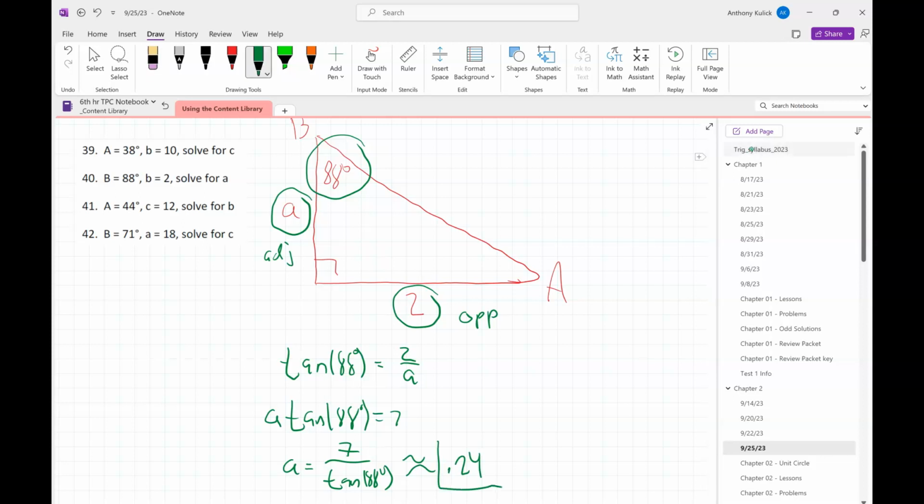Oops. Now that seems like a weird number. Is that reasonable? Angle A is 2 degrees. Side B, which should be much bigger than side A, is 2. Yeah, I think that's probably reasonable, right? The smallest side is across from the smallest angle, and the smallest angle is way smaller than the middle angle, so I'd expect the smallest side to be way shorter than the middle side.